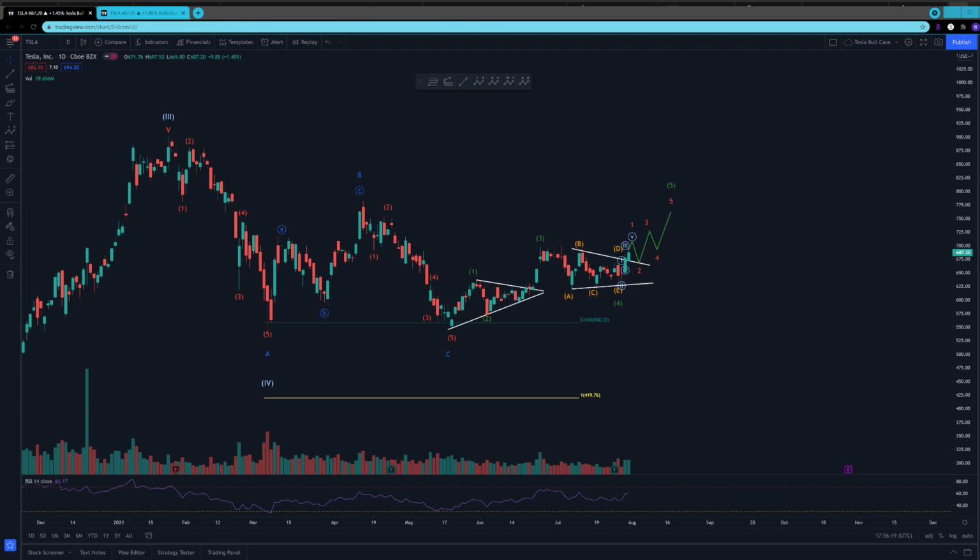We're going to be taking a look at Tesla Bull and Bear case.